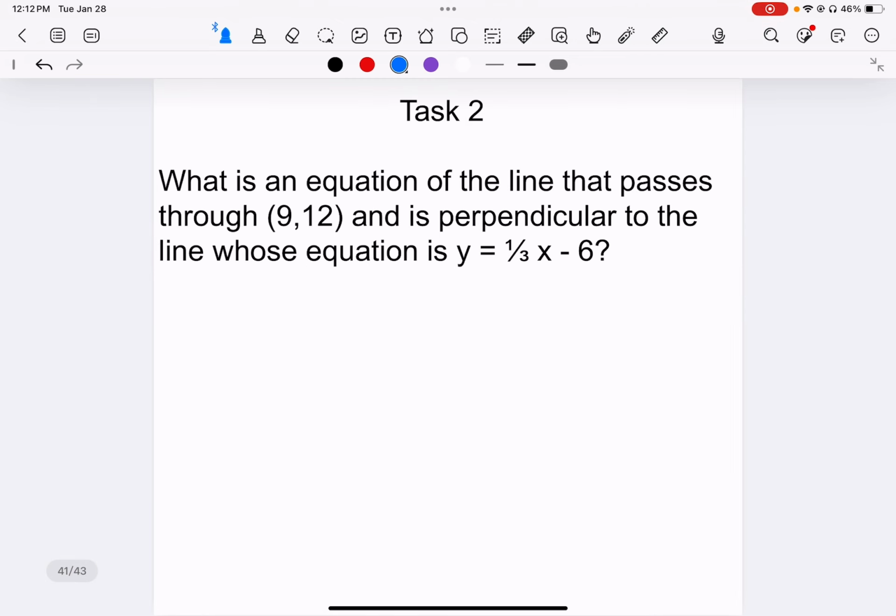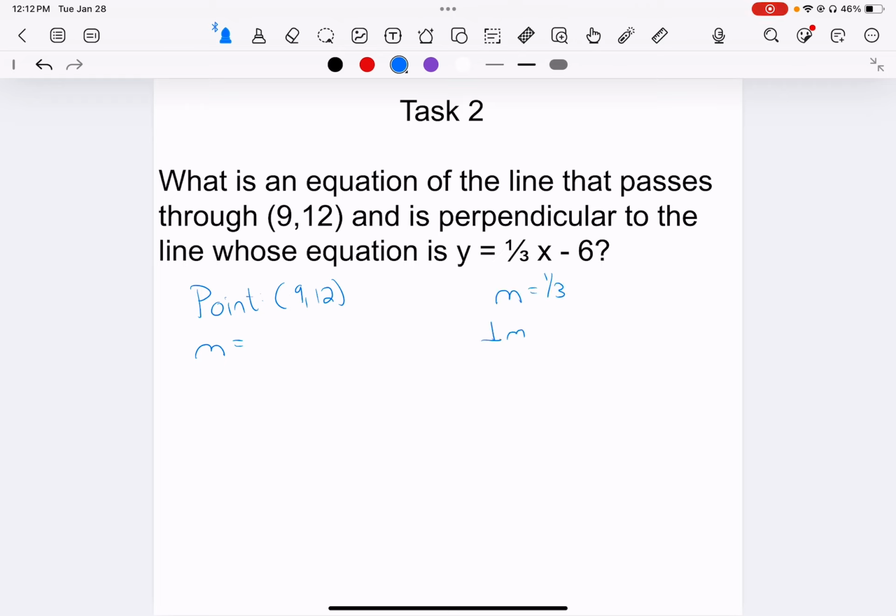What is the equation of the line that passes through the point 9, 12 and is perpendicular to the line whose equation is y equals 1/3 x minus 6? I'm also given a point here, 9, 12, and I'm also going to be able to find out the slope because I know it's perpendicular to this line that's given. The line that's given is already in slope-intercept form, so I can identify my slope as 1/3.